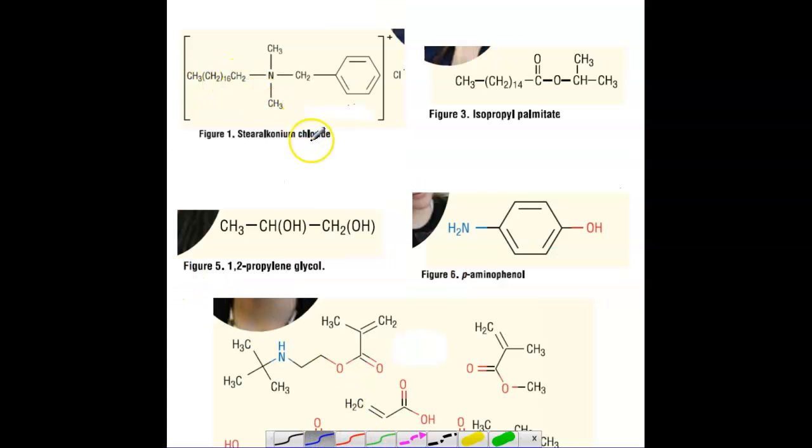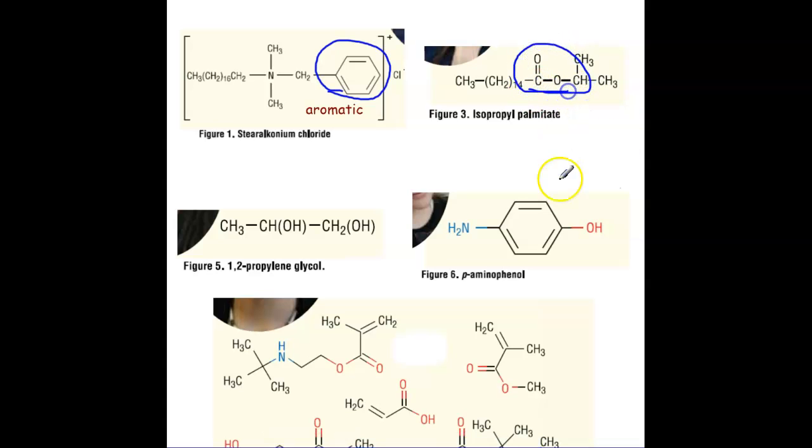Let's identify the functional groups. In Figure 1, there is a benzene ring. It is aromatic. There's also a nitrogen-containing functional group called an amine, but we aren't going to worry about these. In Figure 3, there's an ester right here. In Figure 5, we can see the OHs, which are alcohols. Figure 6 has an amine and a benzene ring and an alcohol.